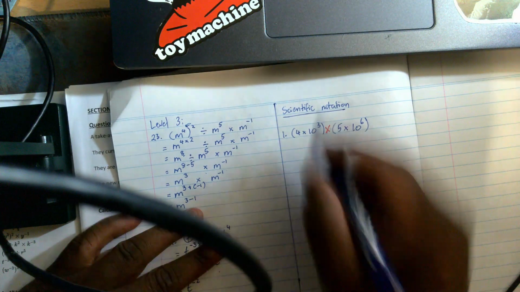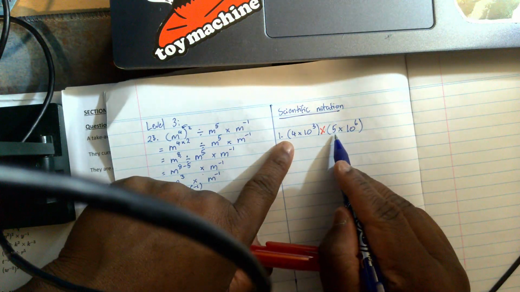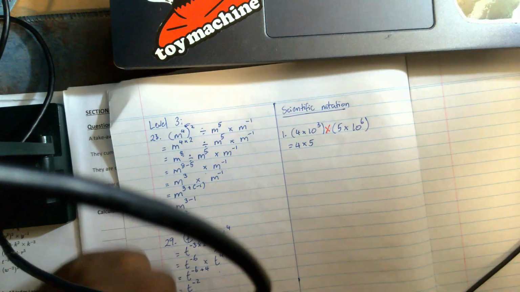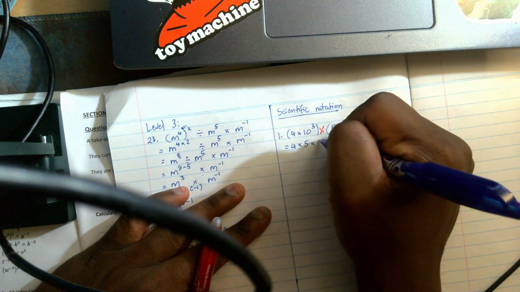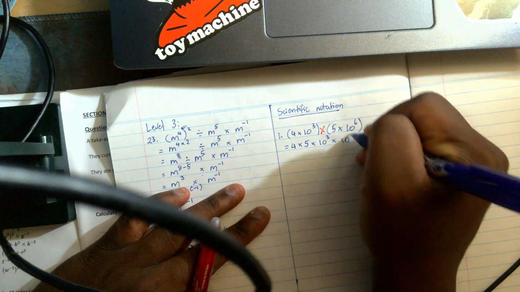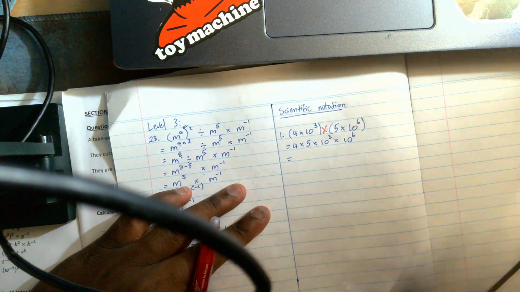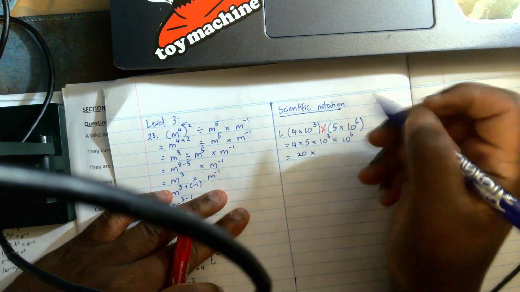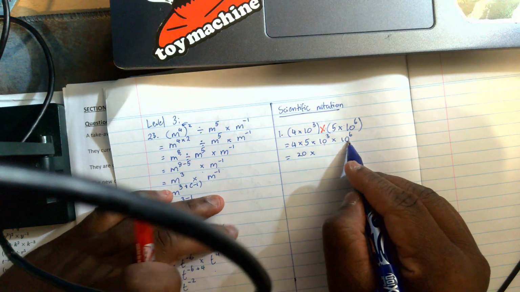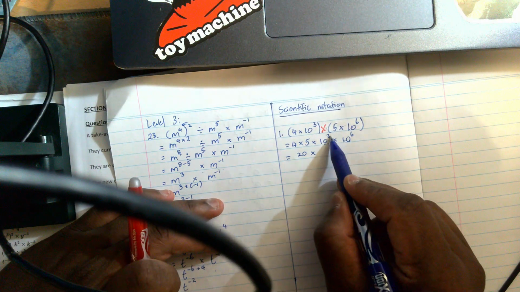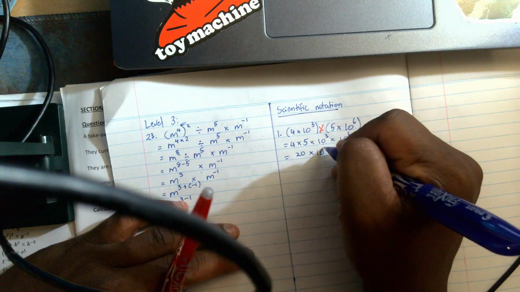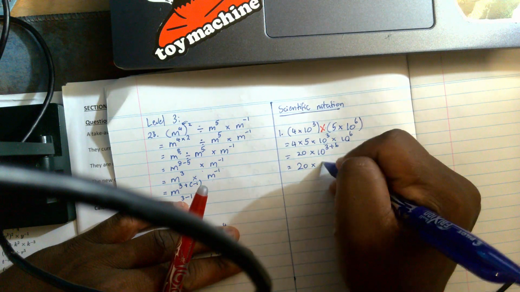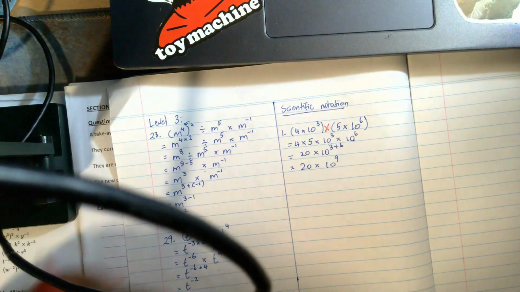like terms. So we know that 2 of our like terms here are 4 and 5, so we can put 4 times 5 together, and we can put 10 to the power 3 times 10 to the power 6 together. So 4 times 5 is 20 times 10 to the power 3, 10 to the power 6. Well, we're multiplying, so I can add those powers together. So 10 to the power 3 plus 6, which means this is going to be 20 times 10 to the 9th power.